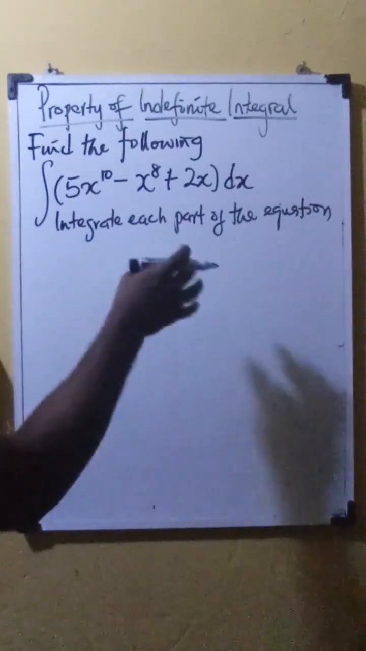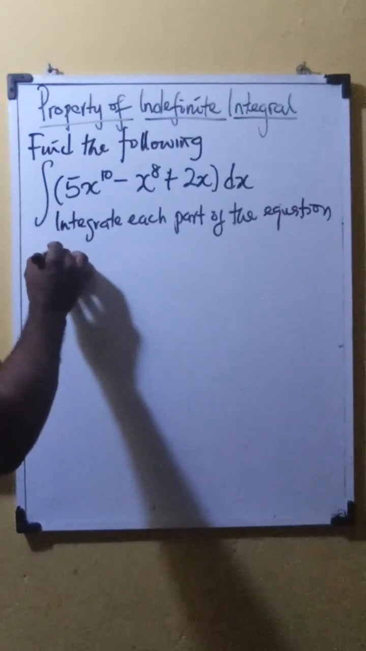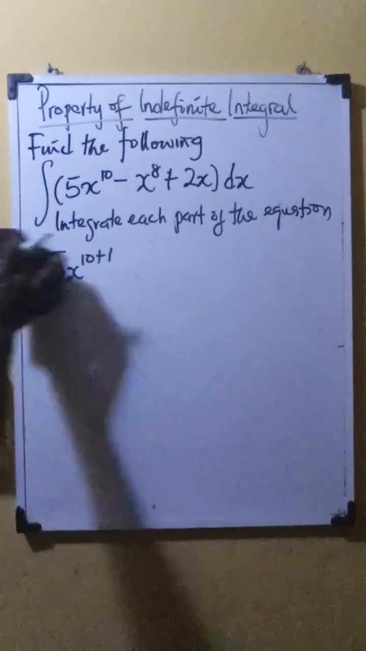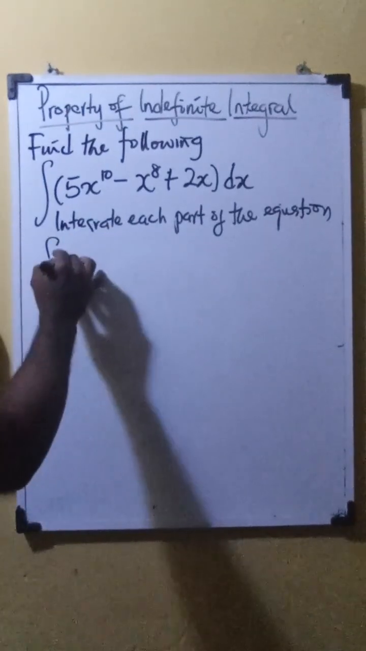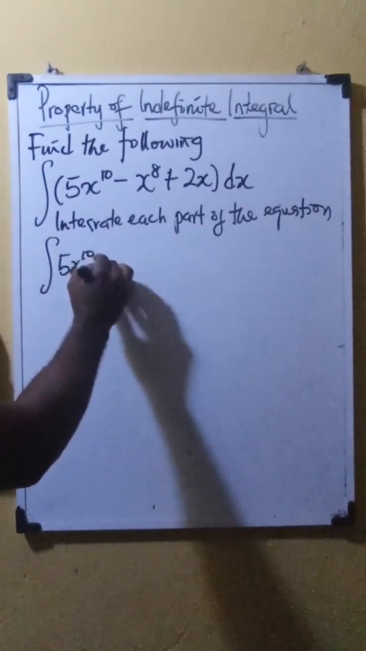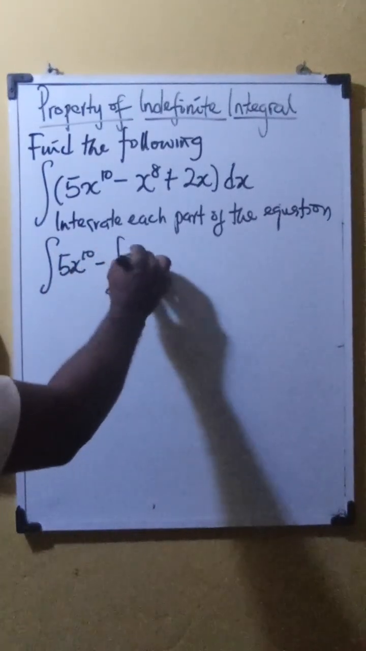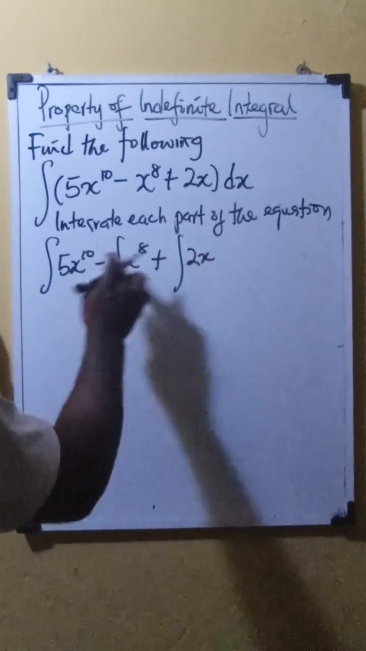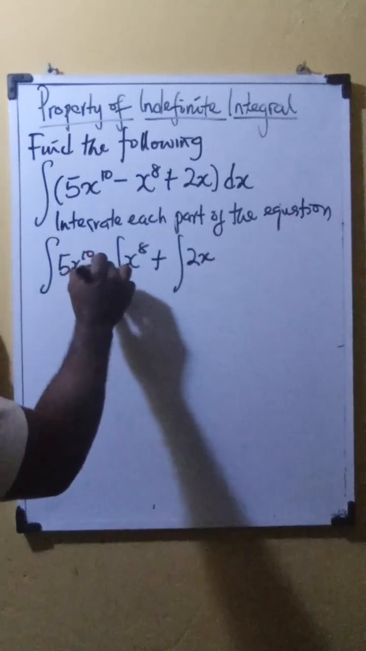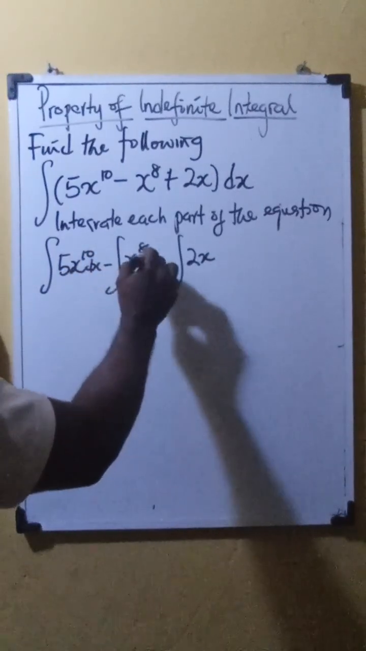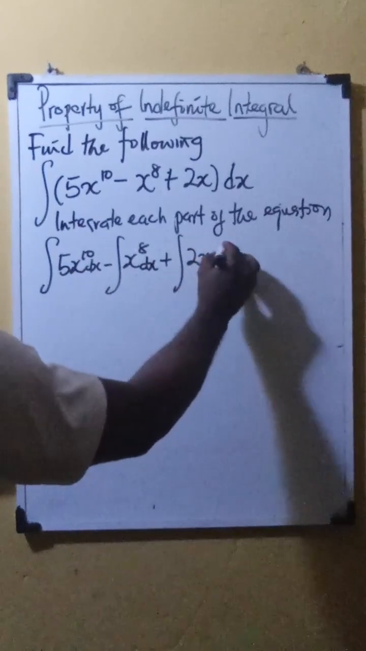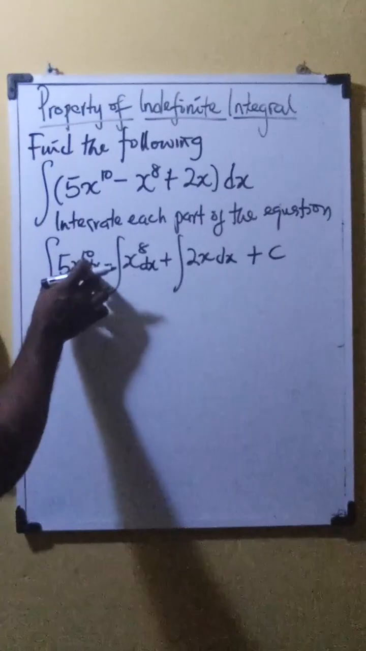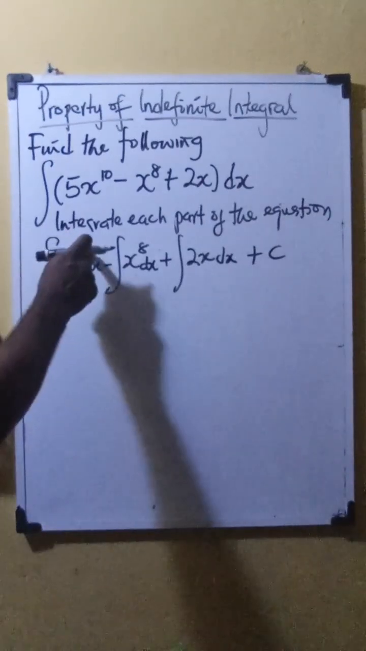So what you will do here, let's do it like this first. You integrate each part: the integral of 5x raised to the power of 10 minus the integral of x raised to the power of 8 plus the integral of 2x. All of it is supposed to have a dx, then plus c. Yes, awesome. So now we are going to consider the powers.